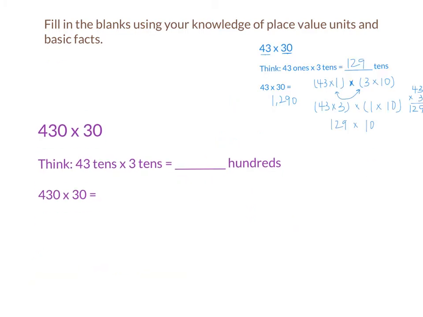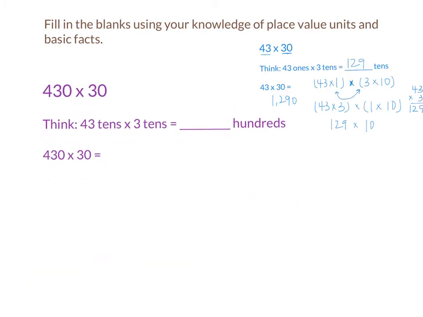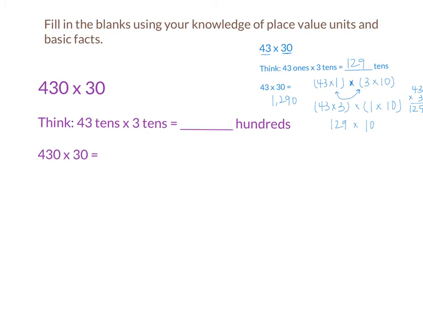Okay, now we have 430 times 30. Go ahead and write that. Now this time when we have 430, is that still 43 ones? No. That's 43 whats? Tens. So we can write that as 43 copies of tens. Yes? Okay, so rewrite it like that. And we still have 3 tens, yes? So that's times 3 times 10. 3 copies of 10. Right?